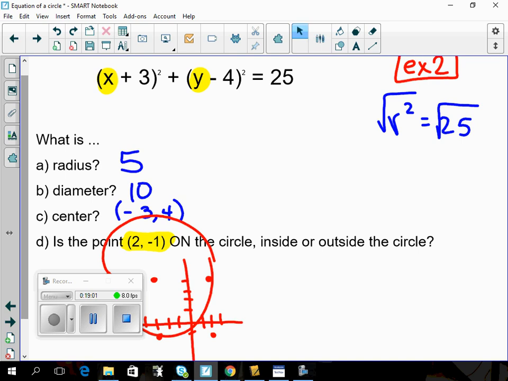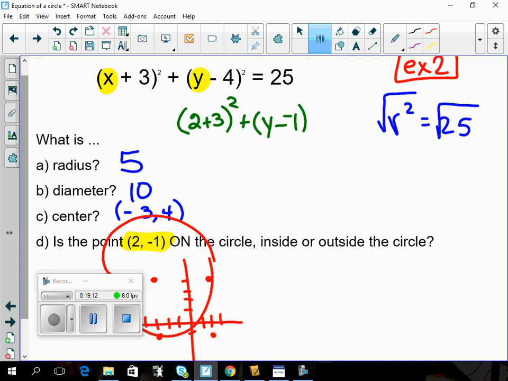Let's see. So we have 2 plus, and you have calculators. Just plug them in. 2 plus 3 squared plus y minus 4 squared. Oh, not y, I apologize. Y is -1, right? -1 minus 4 squared. Does it equal 25? Plug it in. Left and right. The right's 25. What does the left equal?